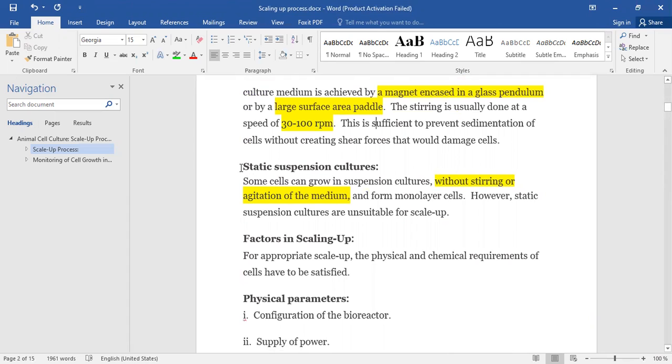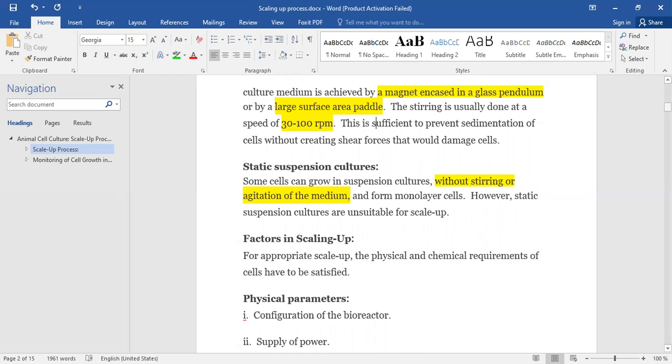The next one is static suspension. Static suspension in the suspension culture is that some cells do not need any kind of agitation. So they are not agitated. They do not require any kind of agitating paddle and some instruments. Okay, so the cells are fixed in their positions in the static suspension culture.